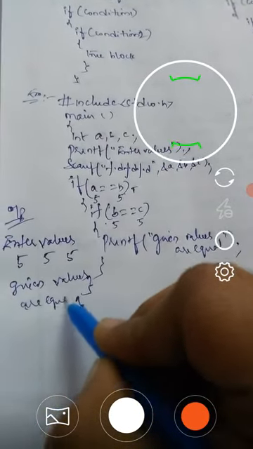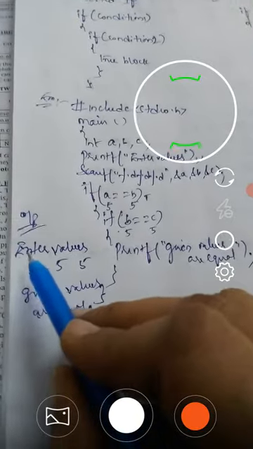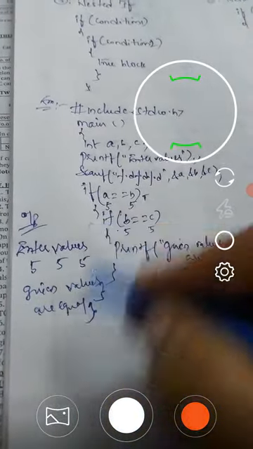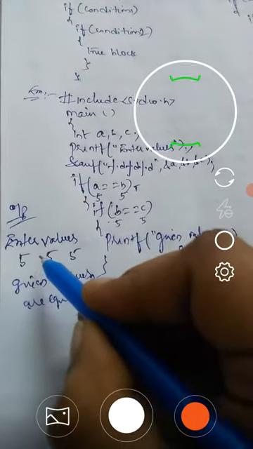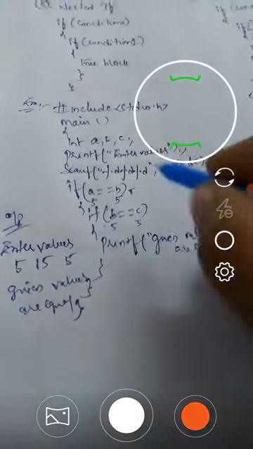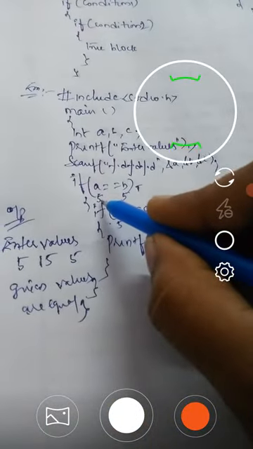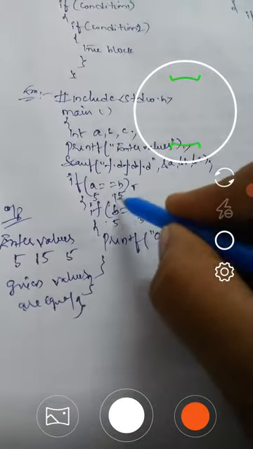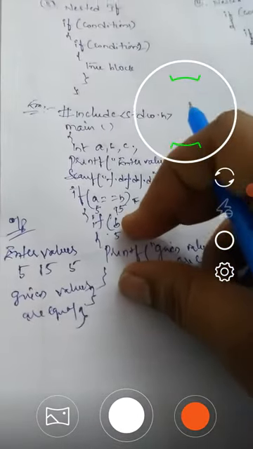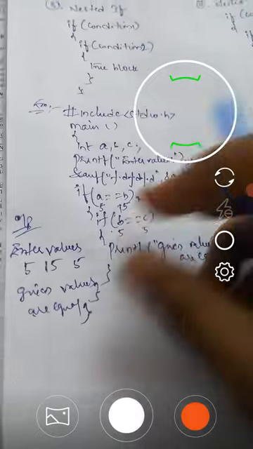So we get the output "Given values are equal". Suppose in the next execution I give values like 5, 15 and 5. Again it checks whether 5 is equal to 15. Is this true? No, so it becomes false. That's why this statement is not executed.